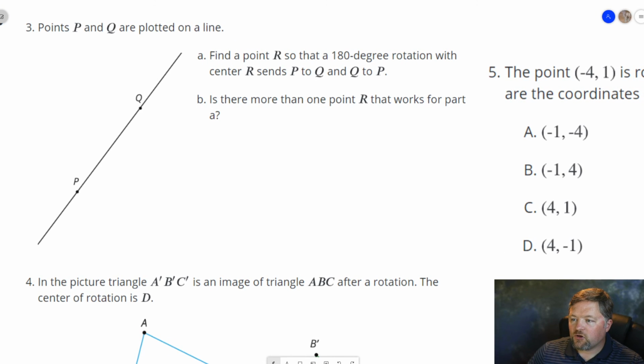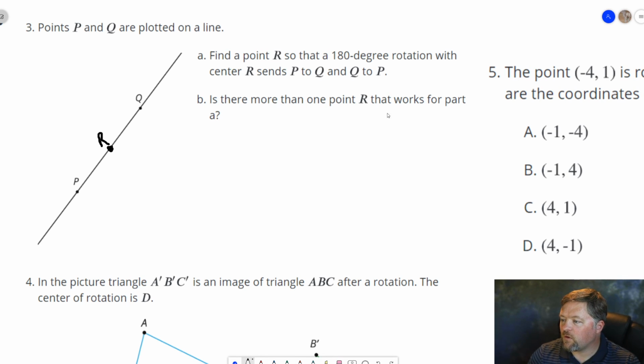Okay. Points P and Q are plotted on a line. Find a point R so that a 180 degree rotation with center R sends P to Q and Q to P. Where would R have to be so that if we did a 180 degree rotation, P would go to Q and Q would go to P? That would have to be right about here.